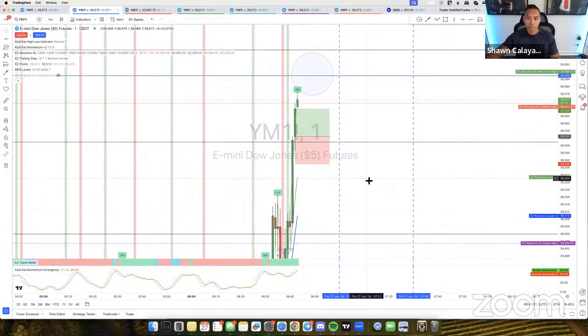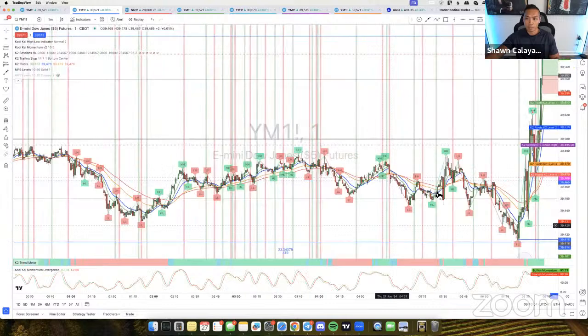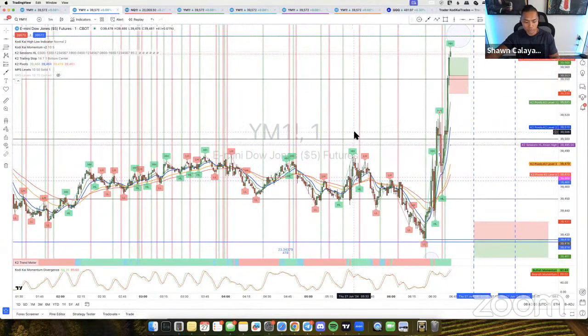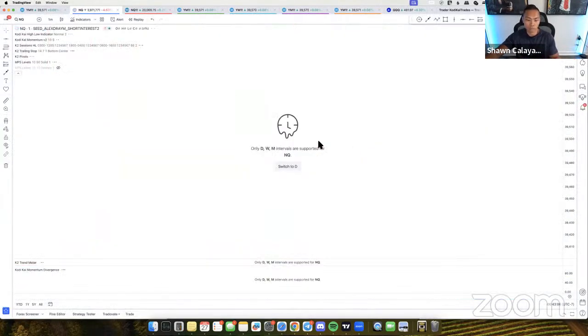All right, price is pushing up higher. As price continues to push up higher, let's take a look at NQ real quick. I'm just curious to see how NQ is currently moving right now.